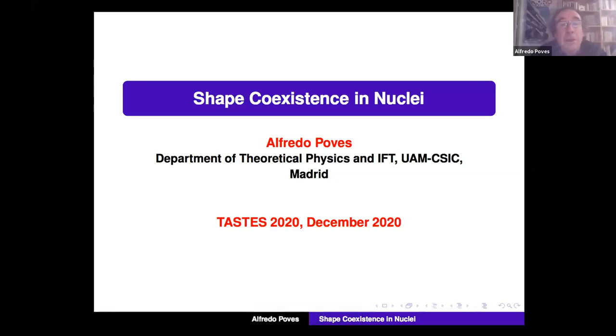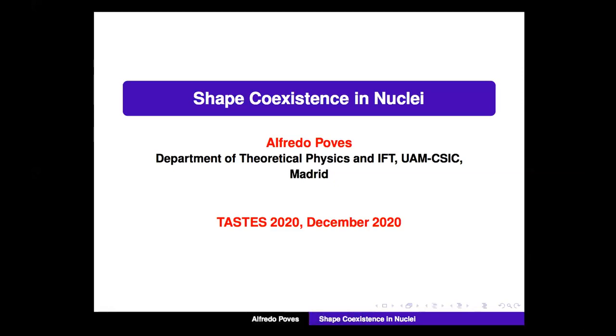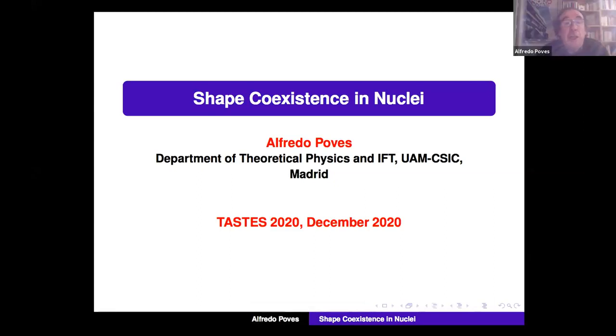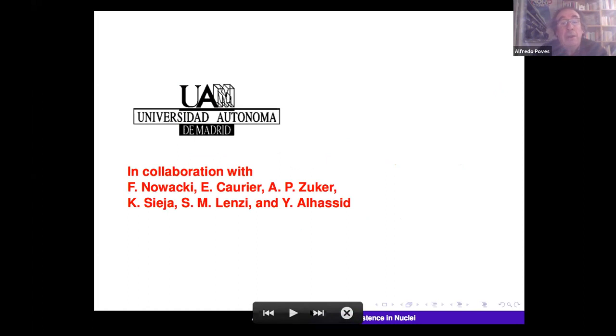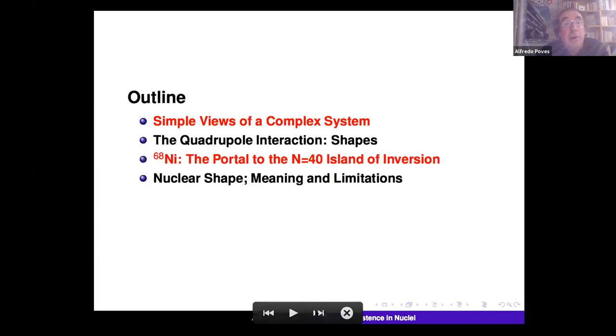Let's move to my sharing, which is here, with this share. Is the screen okay? Perfect. Okay, so this is it. Shape coexistence in nuclei, the outline of my talk. Let me see if I can move that. Okay, this moves now. These are my collaborators in these different works.